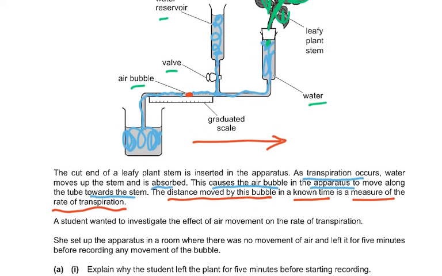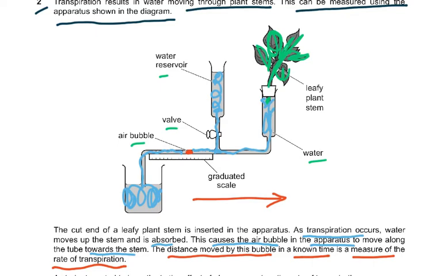So what are we assuming? We are assuming that this water is going in here, up here, into the leaf and out of the leaf. So that is why the bubble is moving. This is your assumption, that all this water is going into the plant and out of the plant.